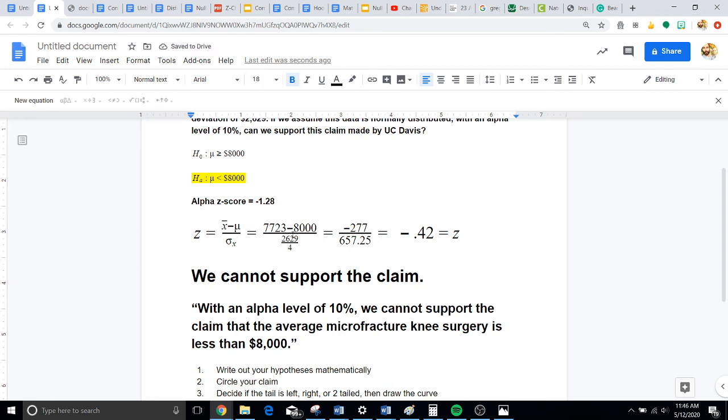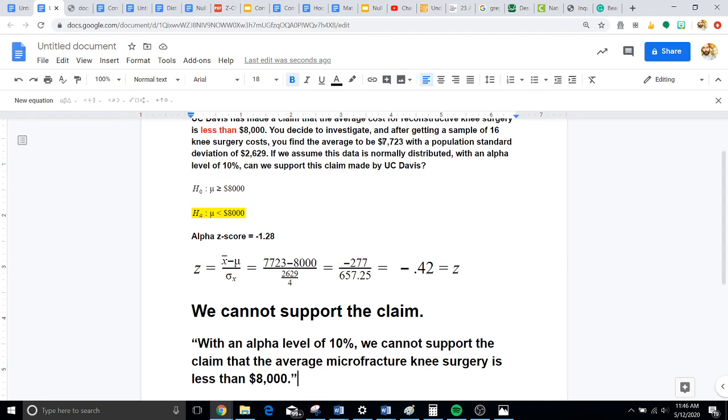That's it. So this may seem counterintuitive because we did find that in our sample of 16 that they were in fact less than the 8,000 claimed. Unfortunately, these numbers are so close together, they're so near to each other, that it does not mean that all of the microfracture knee surgeries will end up being under $8,000 as an average. Now, if this number were closer to 6,000 or 5,000, that would probably be enough evidence to support this claim, but because these numbers are so close, it was not enough.